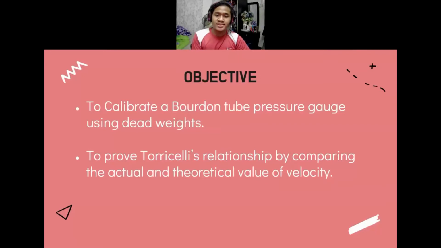So move on to the next slide, which is objective. The first one is to calibrate a Bourdon tube pressure gauge using dead weight. Number 2, to prove Torricelli relationship by comparing the actual and theoretical value of velocity.